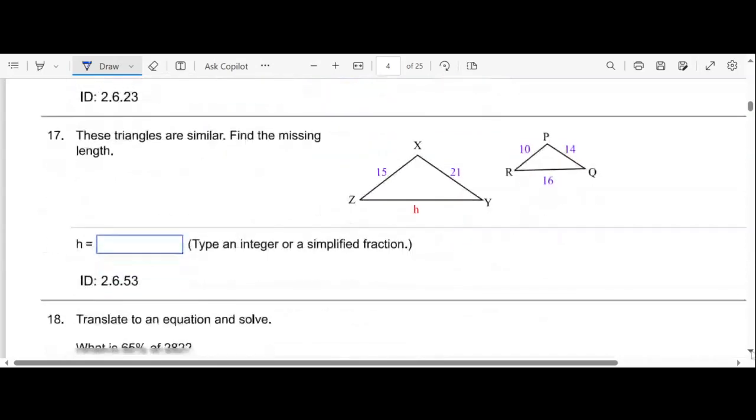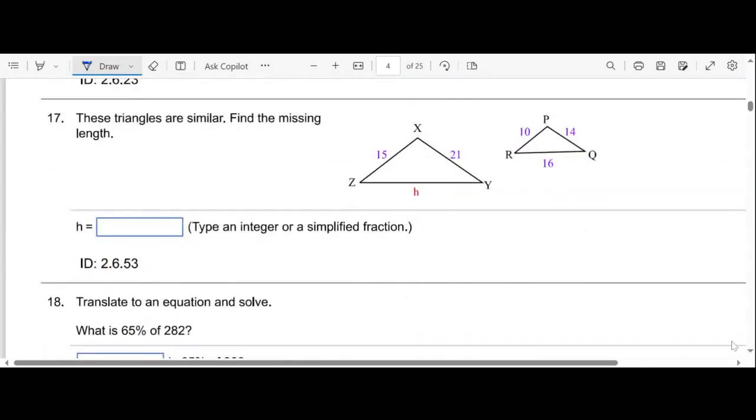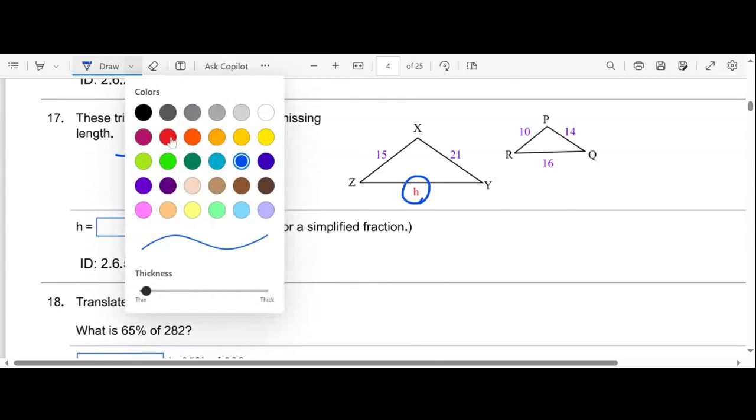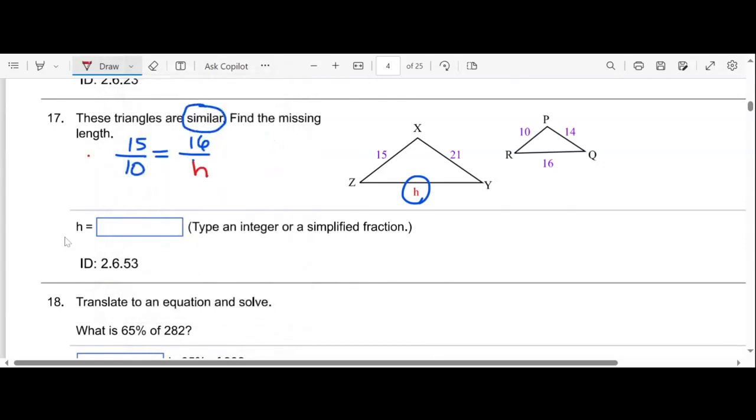These triangles are similar. What does similar mean? Like each other. So you just put 15 divided by what? 10. Equal what? Should I say 14 over 21? Well, you're looking for h. So I have to put 16 over h. Clear?